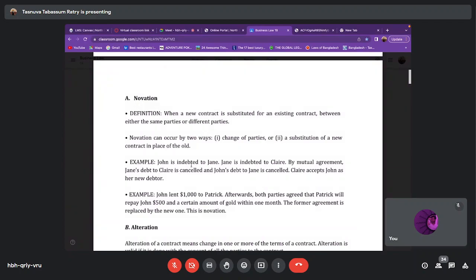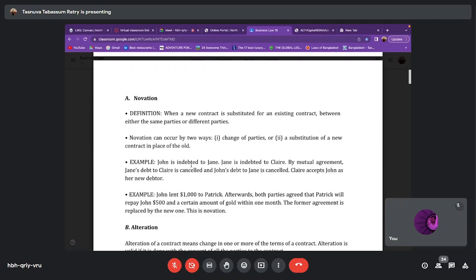So the 100 taka that he took from Jane, Jane took that 100 taka from Claire. Okay, so Jane took the money from Claire to give the loan to John. Okay, now the parties decide that rather than Jane being a party to a contract, they can directly become contracting parties, where John can repay the money that he has taken to Claire directly. So the new creditor is Claire and John is the new debtor, and a new loan agreement has been formed where there has been change of parties.